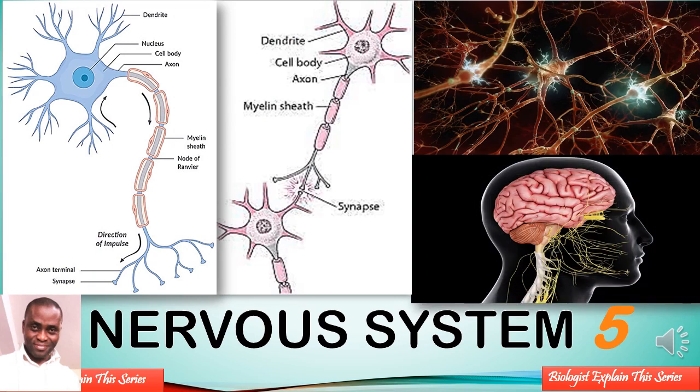Today we'll be discussing the topic impulse transmission. We began this nervous system series by starting with the parts of the nervous system: the branches, the peripheral nervous system, the central nervous system. Then we discussed neurons, types of neurons, and how to differentiate between them. After that, we discussed impulse generation. Today we'll be looking at how an impulse is transmitted along the length of a neuron. Come along with us and enjoy.